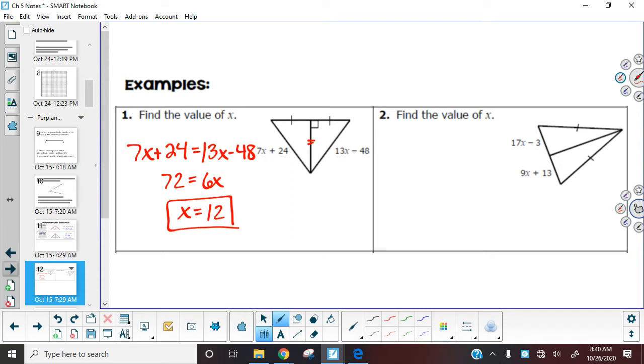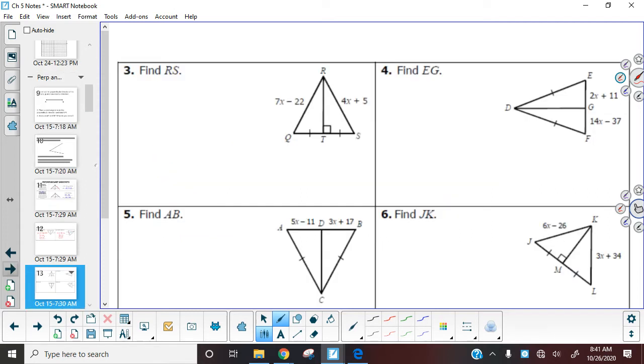Same concept on the second one. If we find the value of x, here we have the perpendicular bisector going on, and so now we can go ahead and say that we have 17x minus 3 equals 9x plus 13. And so you have 8x here, 16 here, x equals 2. So going back to our basic algebra.